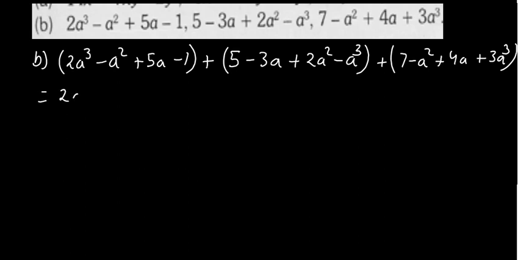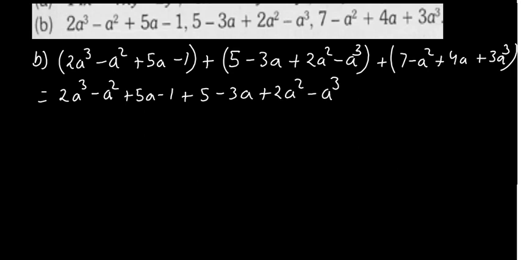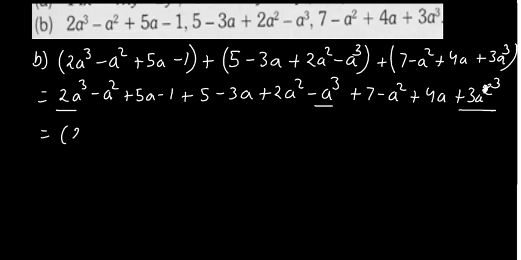So it will be 2a cube minus a square plus 5a minus 1 plus 5 minus 3a plus 2a square minus a cube plus 7 minus a square plus 4a plus 3a cube. So now what we have to do is group the like terms. So we have a term of a cube here. Now let us find out other a cubes. One a cube is here and this one is a cube. Last a cube is here. So we'll group all the a cubes together. 2a cube minus a cube plus 3a cube.